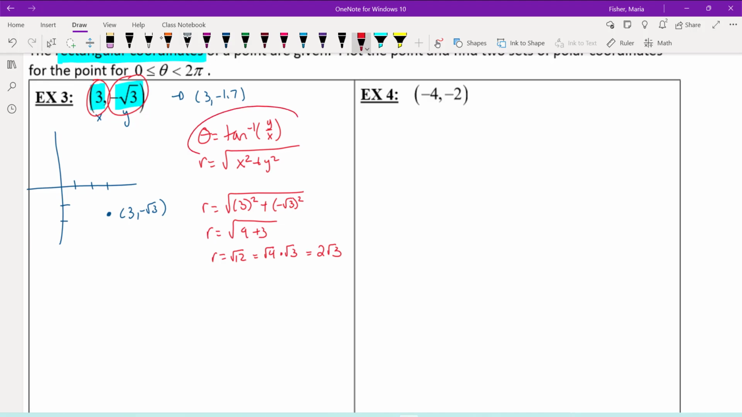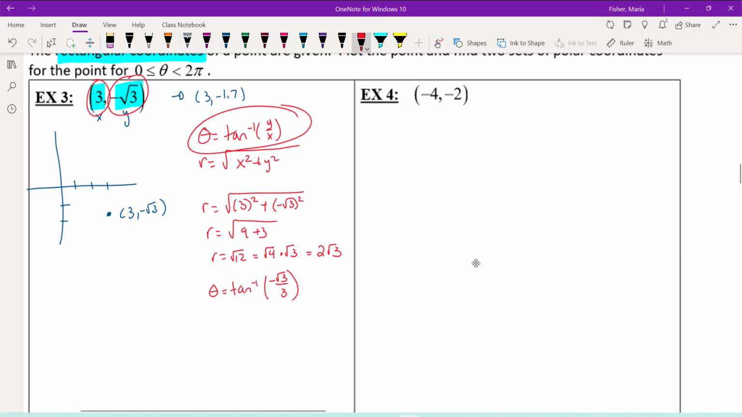Well, theta is equal to the inverse tangent of y over x. So in this case, theta is equal to the inverse tangent of y, which is negative root 3, over x, which is 3. I encourage you to do this part on the calculator. So I'm going to grab the calculator and show you how to do this in degrees. But note, you must convert to radians for your answer.